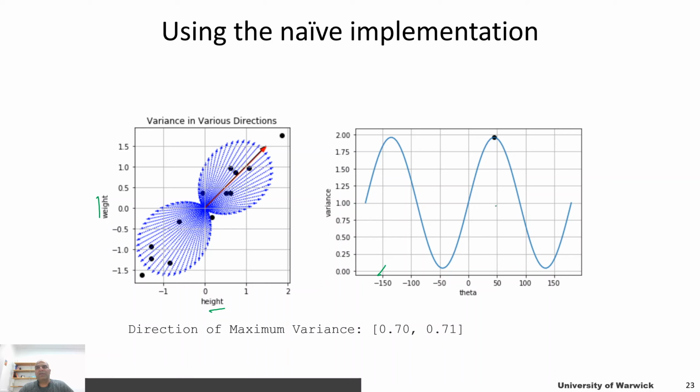And we can see that the variance is maximized at an angle of 45 degrees. And if you take the cos of 45 degrees and the sine of 45 degrees, that comes out to be 1 by square root of 2, 1 by square root of 2, which is essentially the same direction that we had found through our visual analysis.